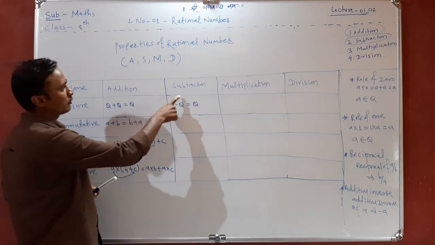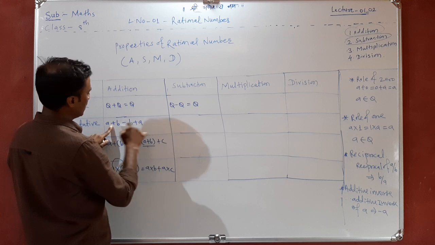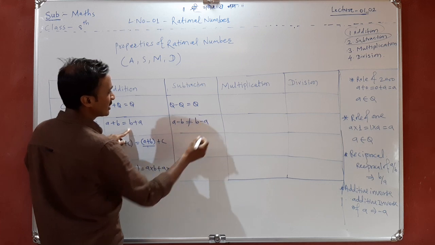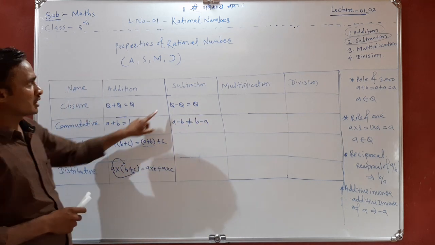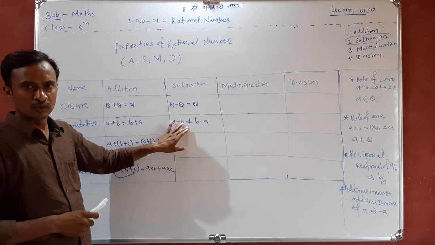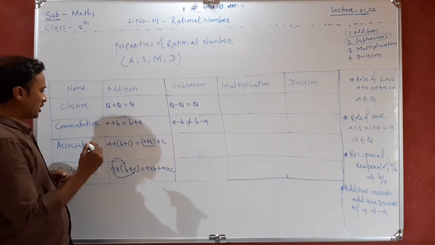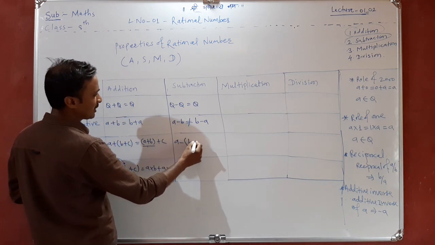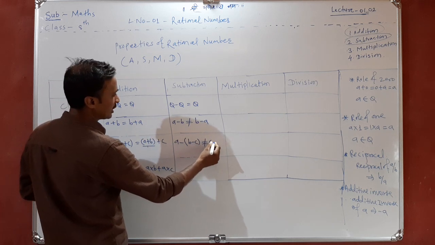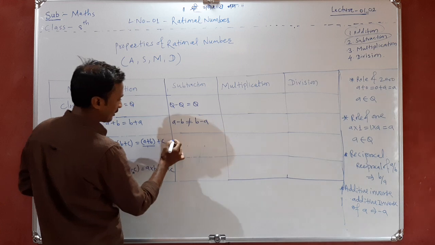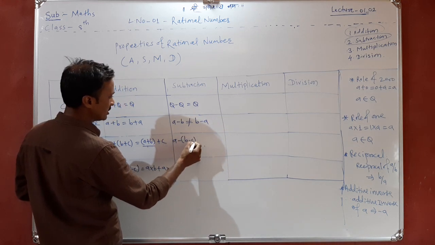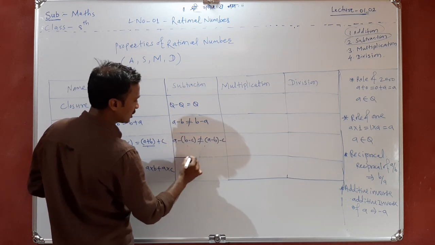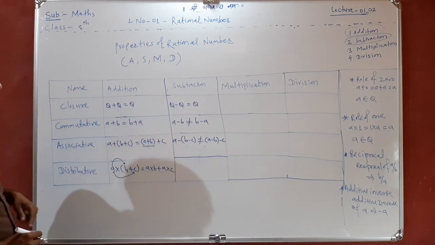Now the commutative property for subtraction, nothing we have to do here. Now see here, a plus b is equal to b plus a, but a minus b is not equal to b minus a, right? It means that the commutative property for subtraction does not hold true. Then the associative property: here I am going to write minus, a minus in bracket b minus c is not equal to a minus b minus c. This property also does not hold true for rational numbers.